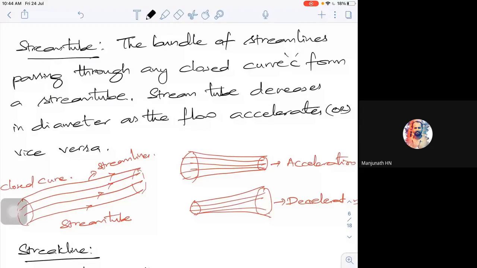This stream tube is so important for us. Say, for example, I want to see the acceleration or deceleration of the fluid. The stream tube clearly visualizes what's happening there. The fluid is entering, for example, in a basin, toward a particular hole, and I can clearly see that it is accelerating. Such visualization we can easily make out from the stream tube.